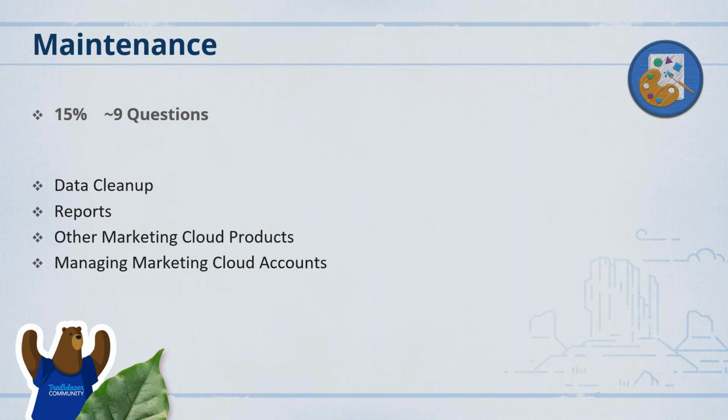And the last one, and not the least, is the maintenance. It covers approximately 9 questions. It covers the topics about the data cleanup, how we maintain our Marketing Cloud account, the trust site, how to troubleshoot, the various reports available, and a few other Marketing Cloud products are also covered in this one. Though it is mentioned as 15% for this section, it may overlap with other sections as well, and you may expect more questions on this as well.